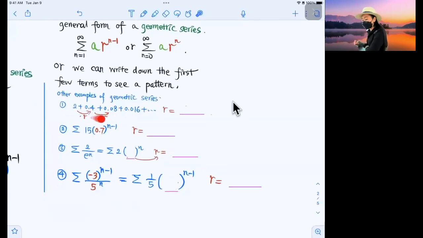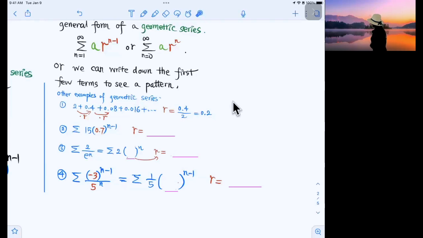What is the common ratio? What do you keep on multiplying? What's the r? 0.2? Yeah, it's 0.2. Okay, good. Now, if you had a hard time figuring this out, you can try to use the next term divided by the term that's right before it, right? So this divided by that, or this one divided by that, all of them will equal 0.2.